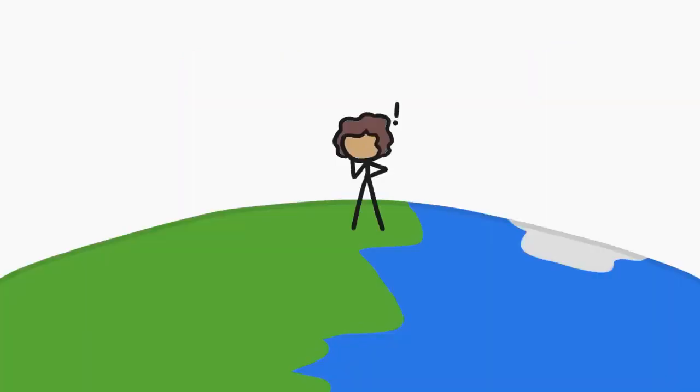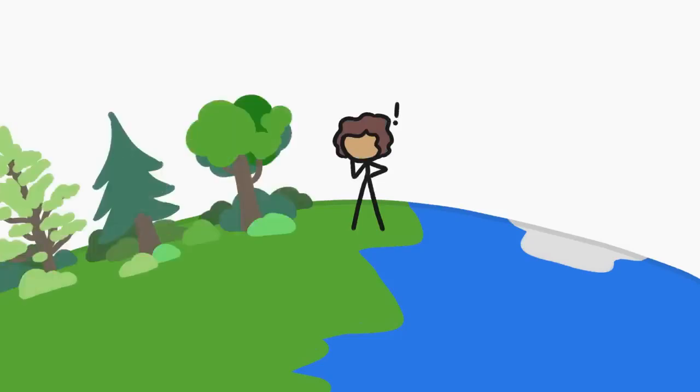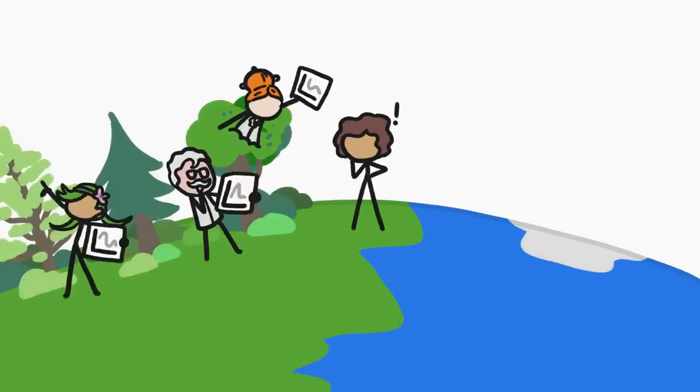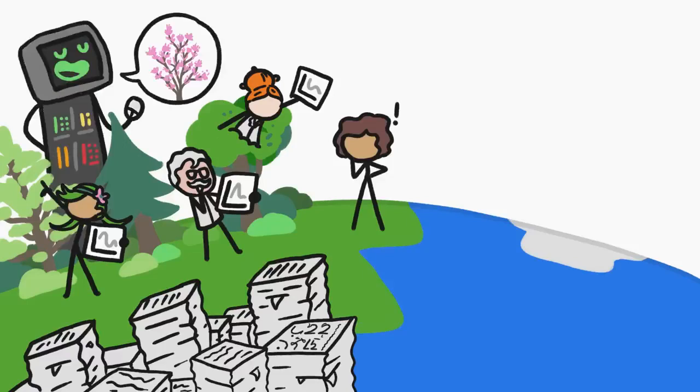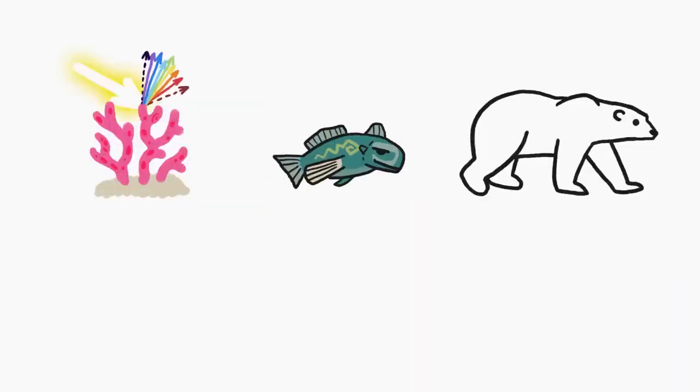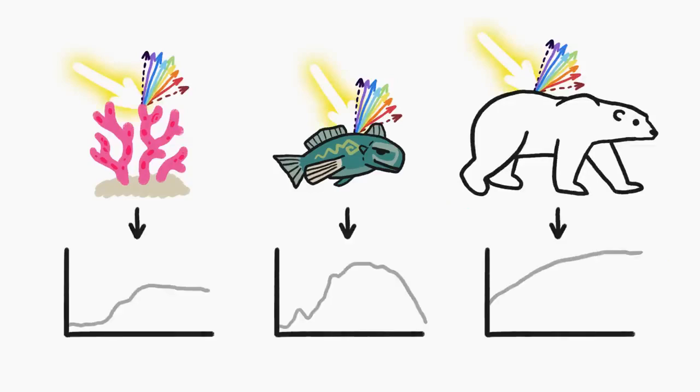You may have noticed that we've only been talking trees so far. See, scientists have been working with trees' spectral fingerprints for a particularly long time. So they've been able to amass a big library of different tree species fingerprints and start putting them to use. But as far as we know, every species, from corals to fish to polar bears, reflects light in a slightly different way, and therefore has a distinctive spectral fingerprint.